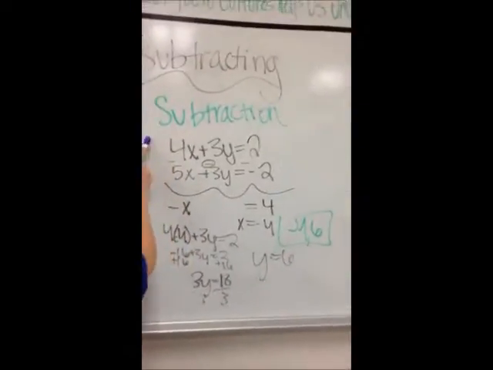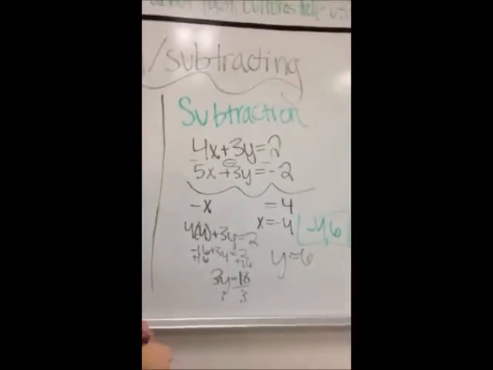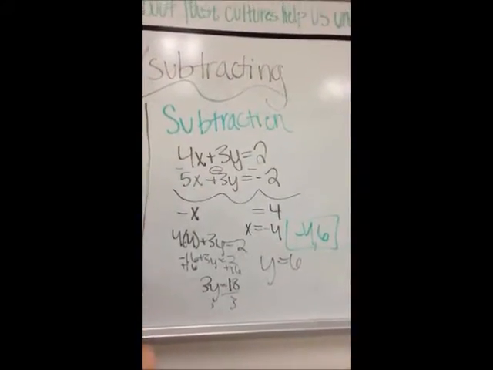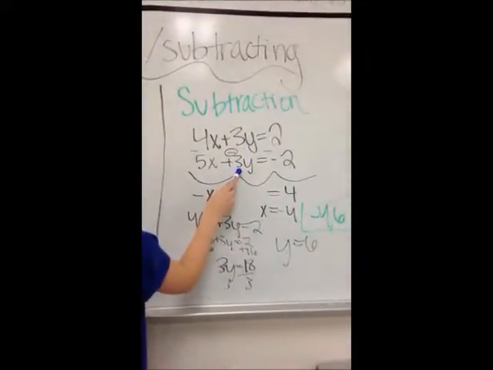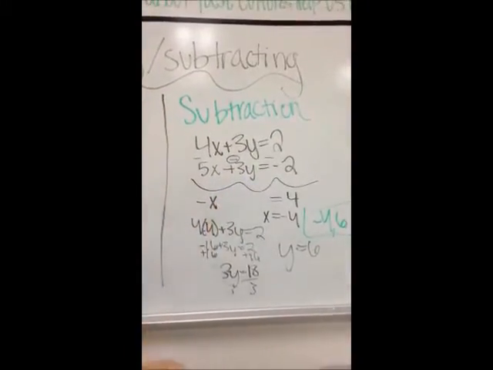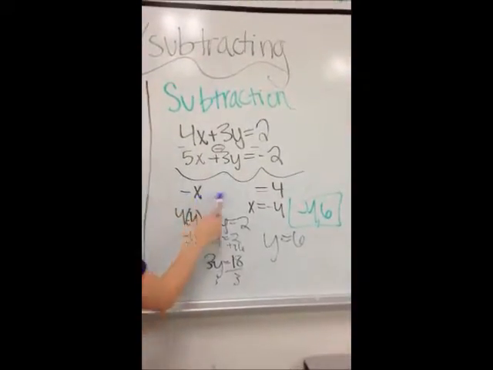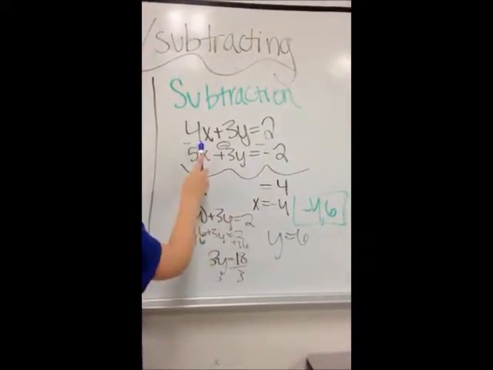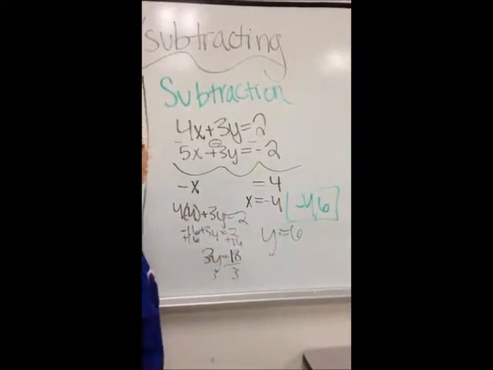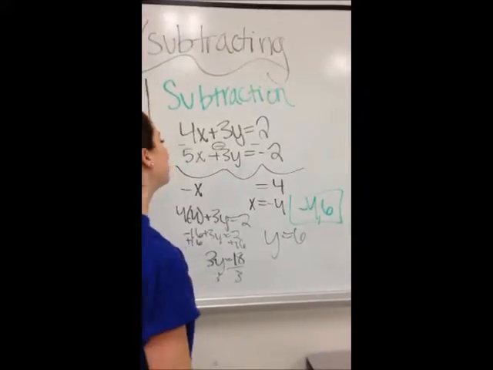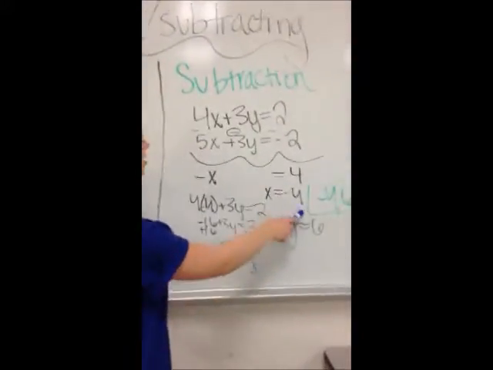This is going to be subtraction. You have 4x plus 3y equals 2, and then 5x plus 3y equals negative 2. And we'll be subtracting here because 3y minus 3y eliminates. And then you're going to get negative x equals 4, because 4 minus 5 is negative 1. And negative 2 minus 2 is 4. And then x equals negative 4.